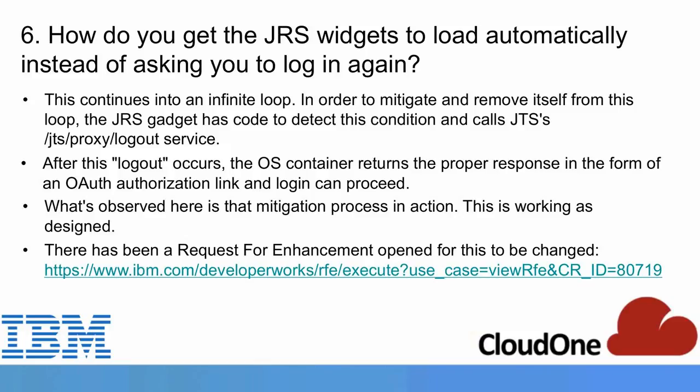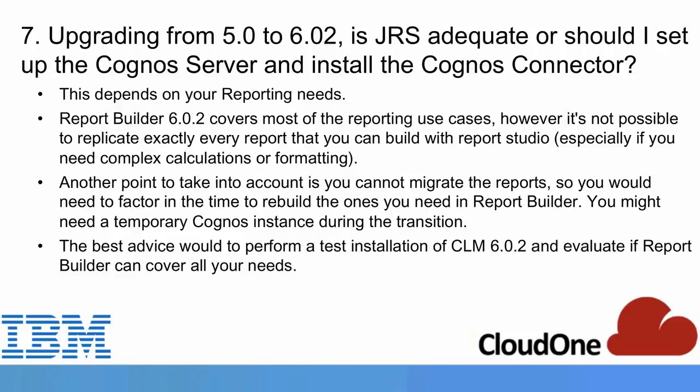I'm going to take just for more information. All right, so upgrading from 5.0 to 6.02, is JRS adequate, or should I move to the Cognos connector? Basically, this is a comment that I received internally, actually, and basically, it depends on your reporting needs. I use Report Builder often, and so I think between 5.0 and 6.02, it covers most reporting use cases.